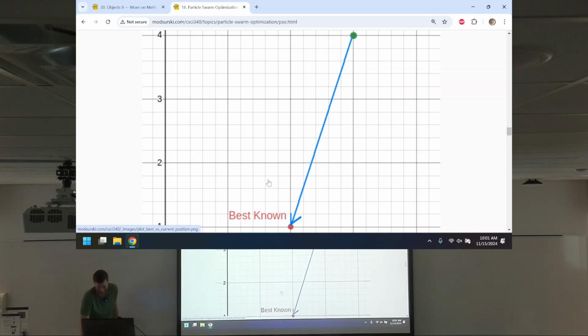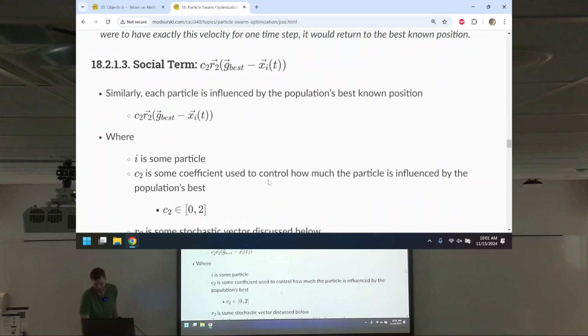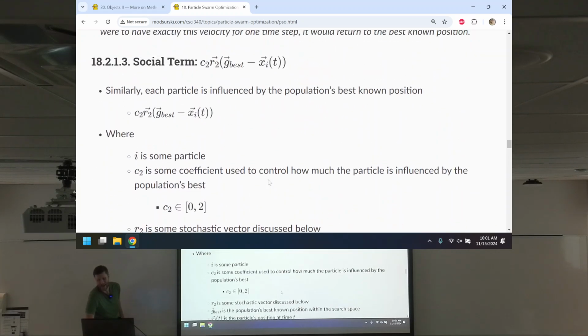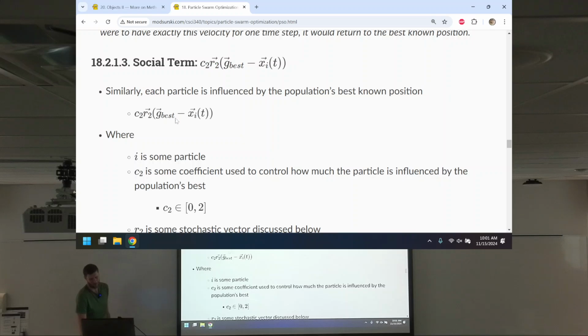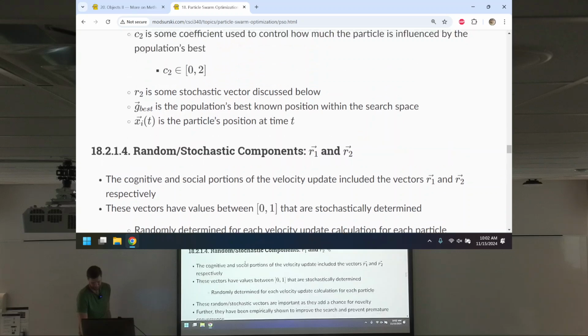Okay. And then there's the social term. How much I'm influenced by the global best known position, right? And we have the exact same thing. It's how far away am I from the best known position of everybody. I have some scale and some randomness involved too, okay?